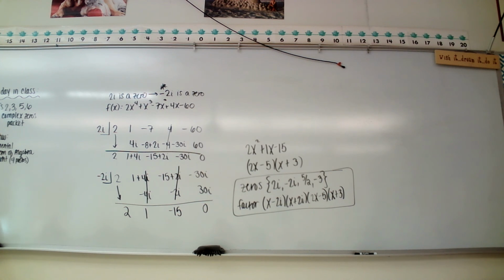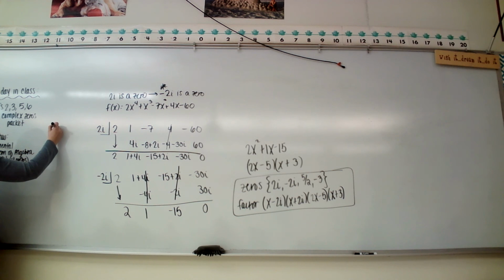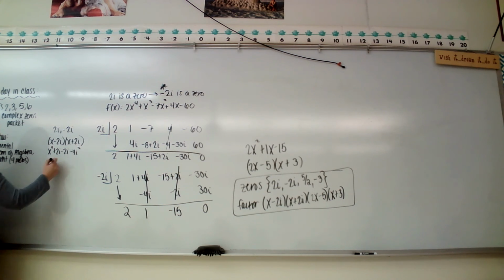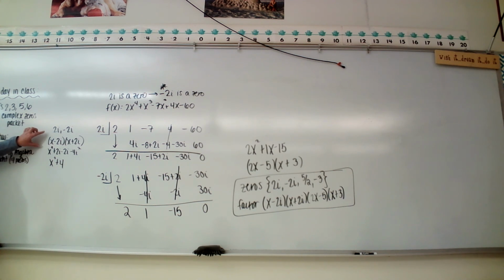One other thing you technically could do, since we know that 2i and -2i were the roots, you could have started with x minus 2i, x plus 2i. And if you multiply that out, you get x squared minus 2i plus 2i minus 4i squared. So it ends up being x squared plus 4. So if you wanted to do that, then you could do long division with that and that.